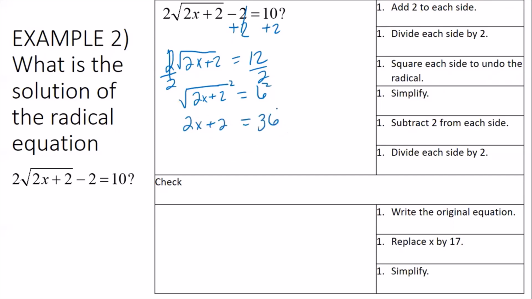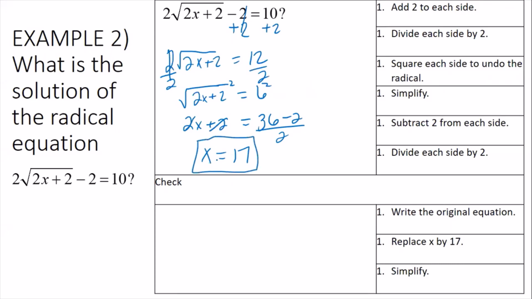And now, is this not just back to being a pre-algebra problem? A 2-step pre-algebra problem, right? I'm going to subtract 2 and then divide by 2. And I'm left with x equals 17. Yes, that's why I re-put the equation at the top of the box. You see it? All right, so again, we get x equals 17.